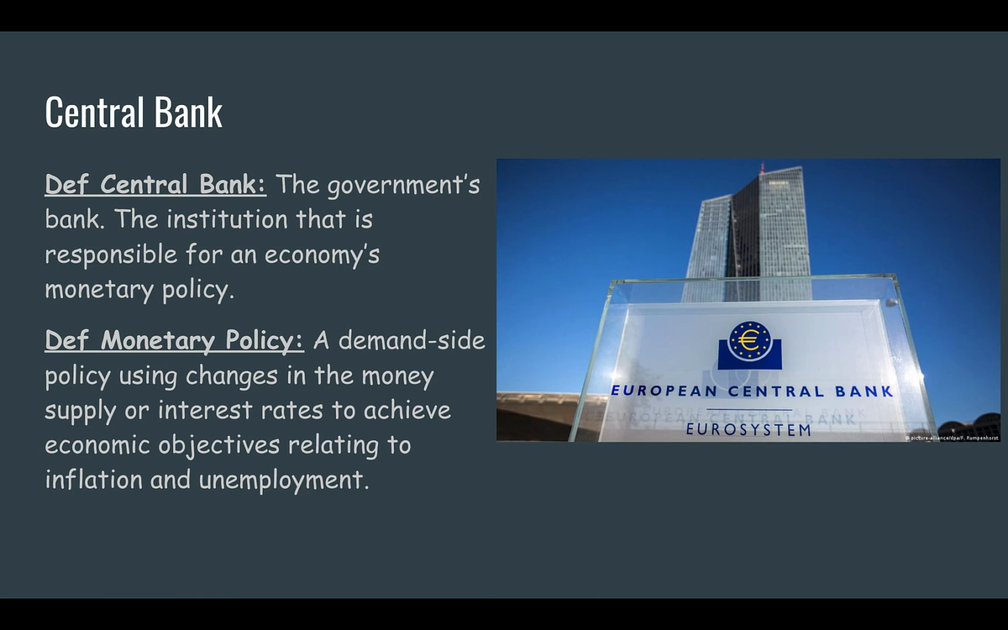Okay, well, what's monetary policy? It is a demand-side policy using changes in money supply or interest rates to achieve economic objectives relating to inflation and unemployment.